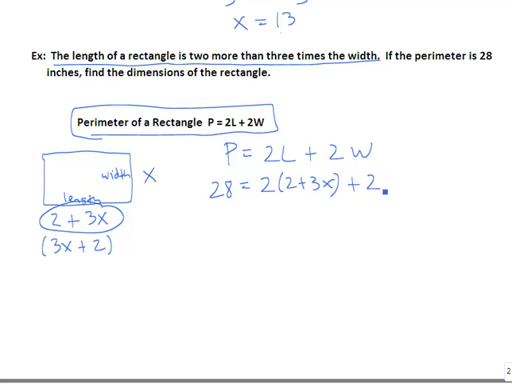Then I need to add in 2 widths as well. My width was x, so I need 2 x's. So here's my equation. My perimeter, 28, is 2 lengths plus 2 widths. Now all we have to do is solve this.